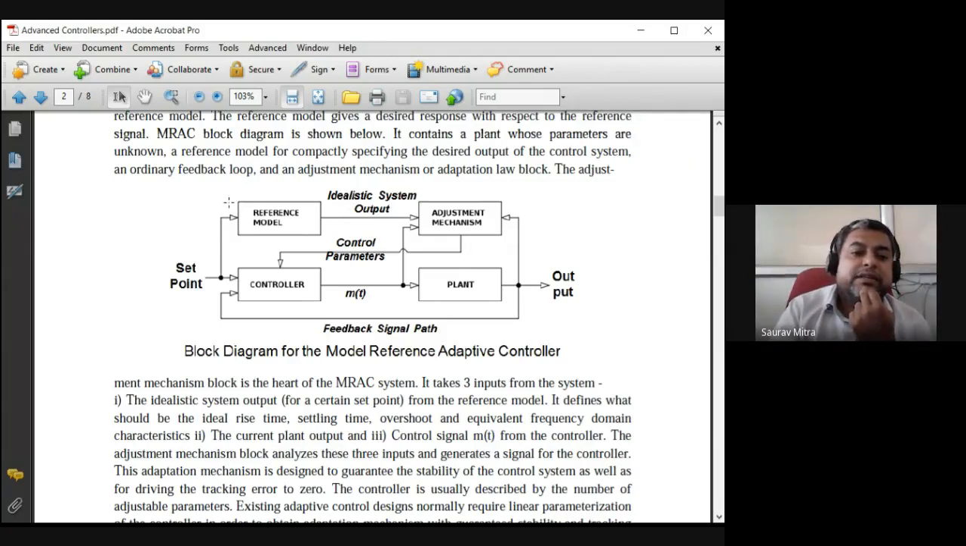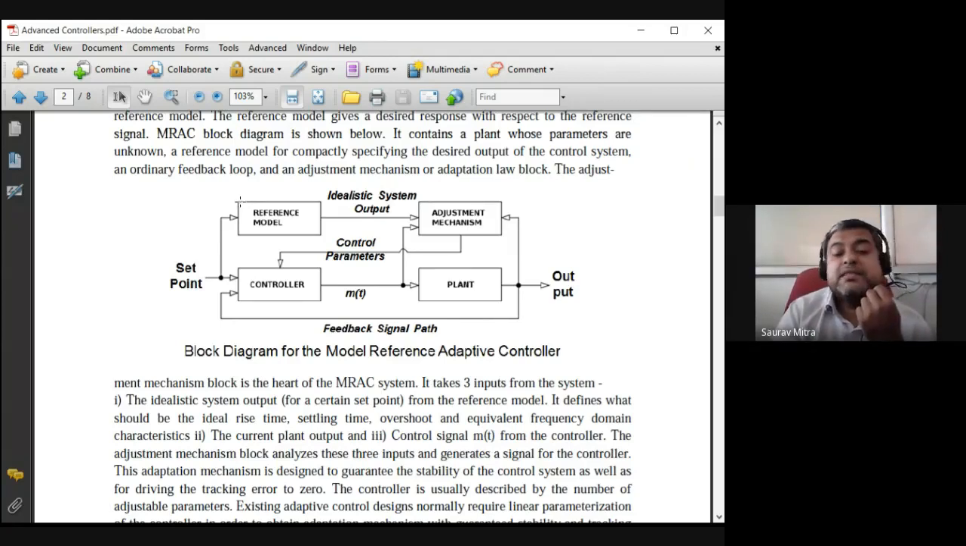This reference model is a thing to be followed by the plant. The plant is not behaving properly, but the controller and adjustment mechanism together will make the plant behave like the model. This is the reference model equation, and finally we say the process is converging. The process converging means this plant is actually behaving like the reference model. That will be the end of the model.